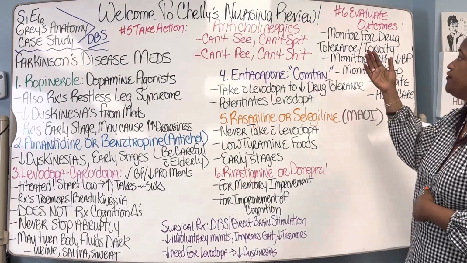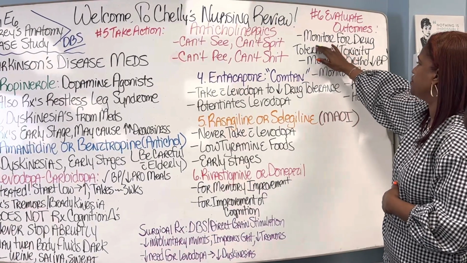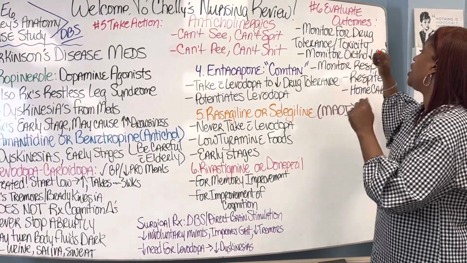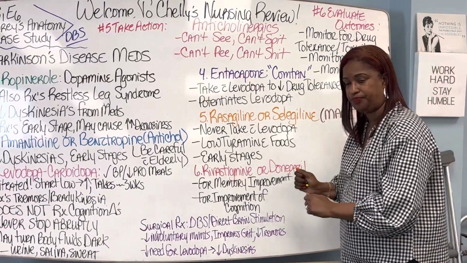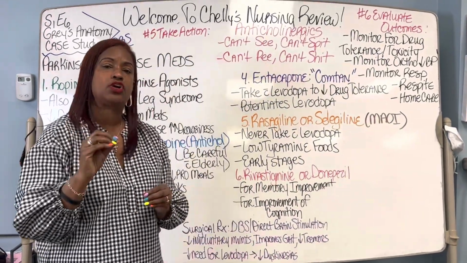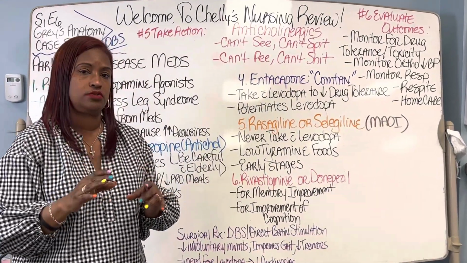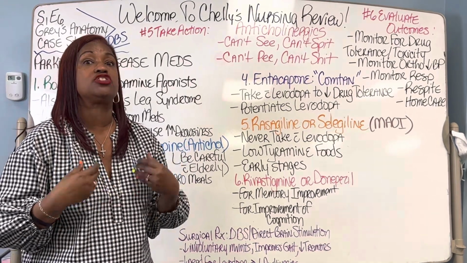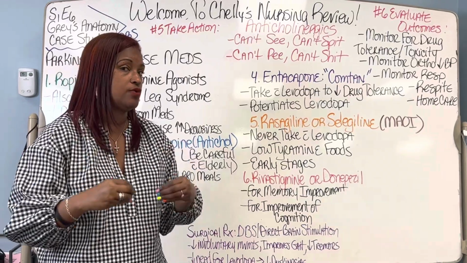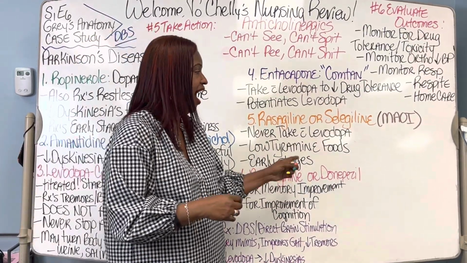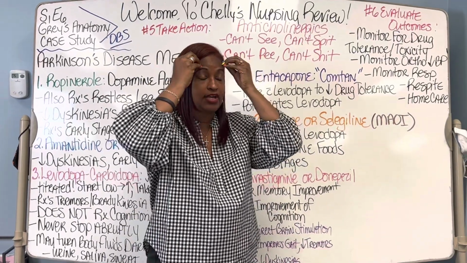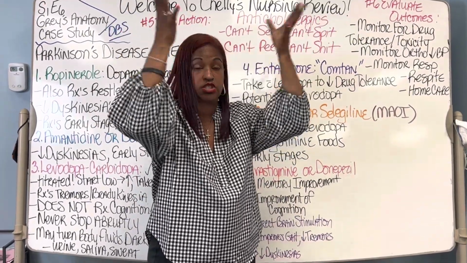And then part of your evaluating outcomes is always monitoring for either drug tolerance or drug toxicity. When a patient becomes toxic on these medications or there's an overdose, the dyskinesias are severe. When the patient develops a tolerance to the drug, the cognitive, memory, behavioral, psychosis, hallucinations, and delusions pop out.